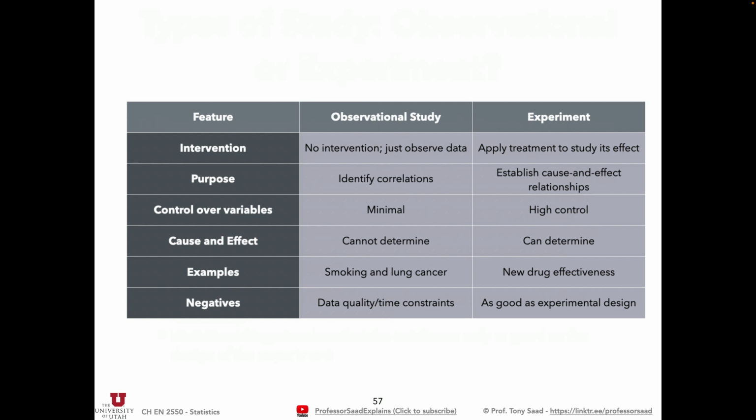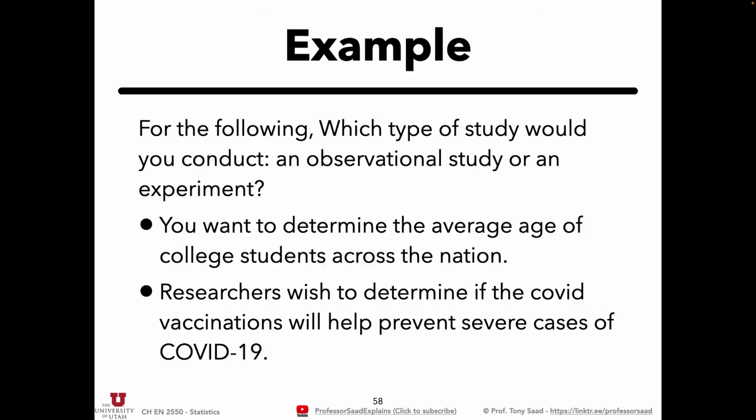Okay. The limitations for an observational study are data quality and constraints. For an experiment, it's up to you. If you design a bad experiment and don't keep track of all the other variables that might affect the quality of your results, then it's going to be a bad study. And that's how you would critique a study. Okay, let's see. In the following, which type of study would you conduct, observational or experiment? Let's say you want to determine the average age of college students across the nation.